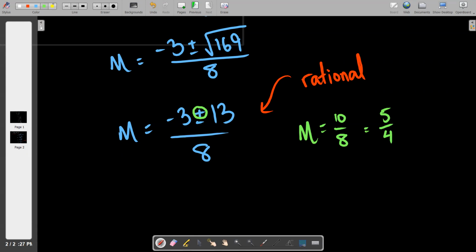Now let's trace the other pathway. I'm going to circle him in yellow. And again, we have to assume by the time you reach ninth grade that you don't mess this up. What is -3 minus 13? So my other answer is -16/8, which actually equals -2.